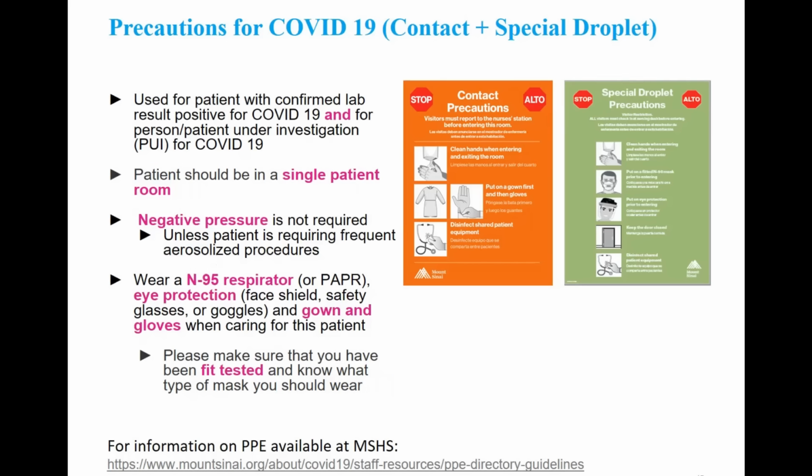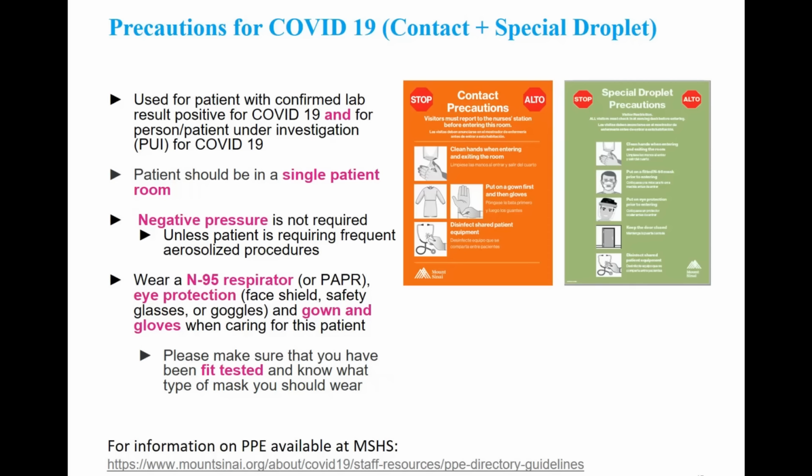Now let's talk about precautions for COVID-19. For COVID-19, we combine 2 methods of transmission-based precautions: contact precautions and what we call special droplet precautions. These are used for patients with a confirmed lab result that is positive for COVID-19 and for a person or patient who is under investigation, which we will refer to as a PUI, for COVID-19. These patients should be in a single room. Negative pressure of the room is not required unless the patient is undergoing frequent aerosol generating procedures.